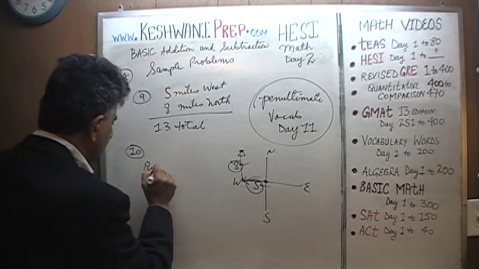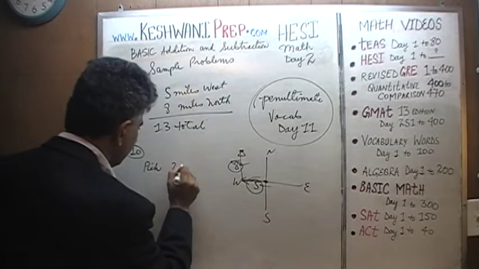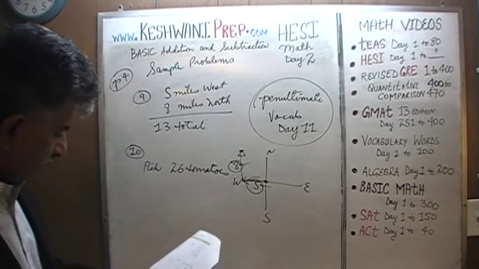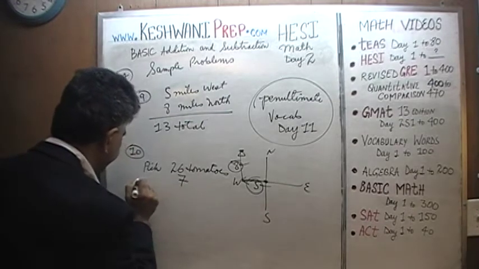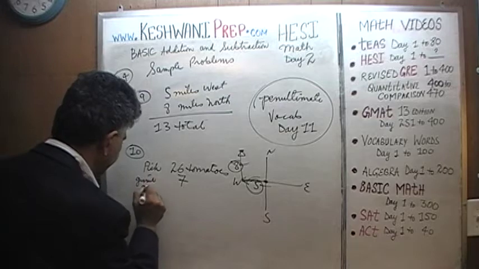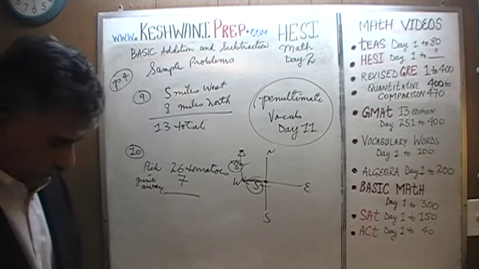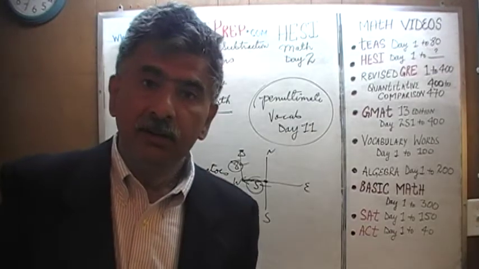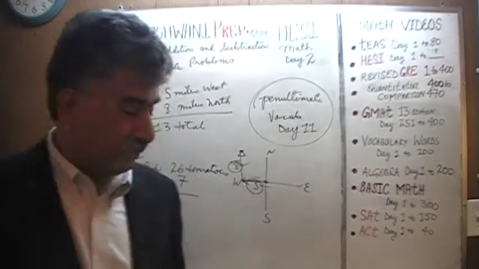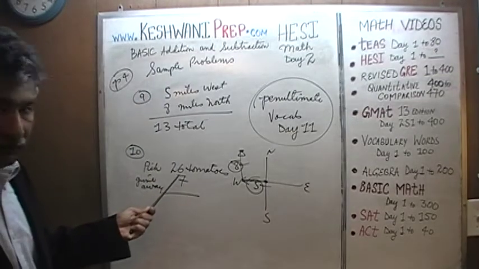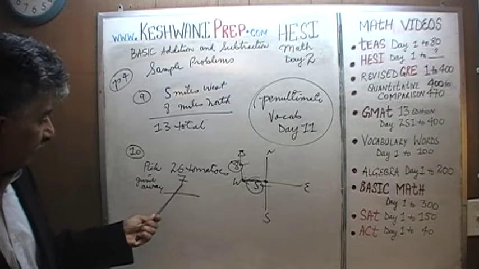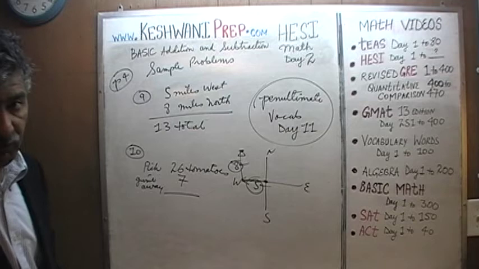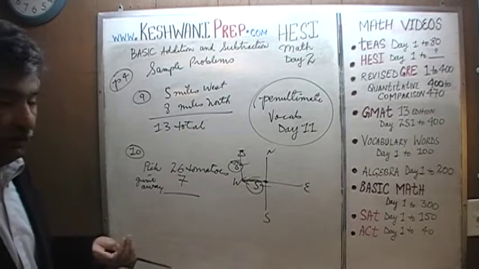We picked 26 tomatoes, and we are told that we're going to give away 7 of them. Again, you can make it technical and a little more academic, the traditional, orthodox way, or you can keep it very simple. Just understand that 26 minus 6 would have been 20. We're not subtracting 6, we're subtracting 7, 1 more than that. So instead of 20, it's going to be 19.